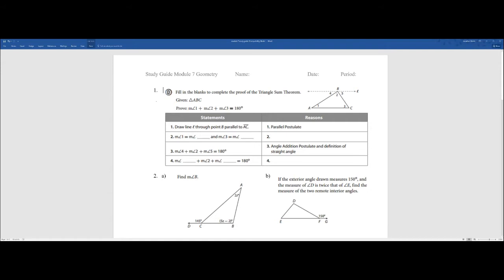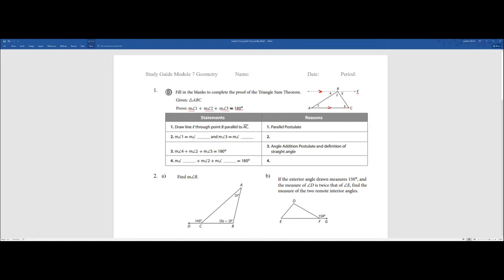Again, the triangle sum theorem basically says that all the interior angles of a triangle have to add up to 180. They tell us that basically we have triangle ABC here. All right. Again, triangle ABC. And then first things first, they draw a line through point B, right here, labeled L, and it's parallel to AC. Again, those little marks mean they're parallel. So this is the parallel postulate.